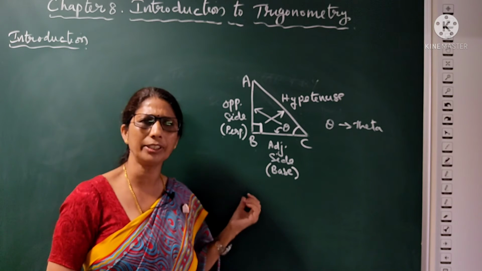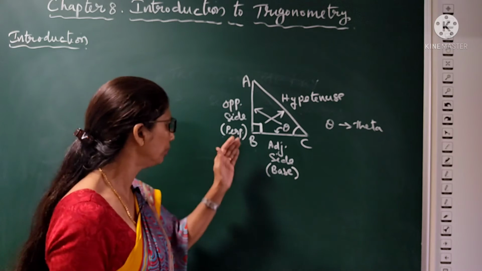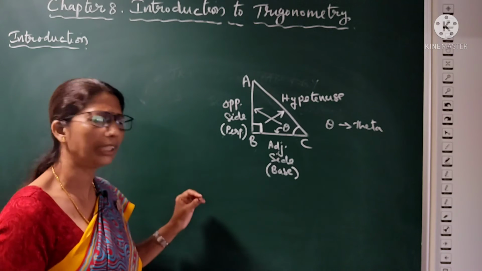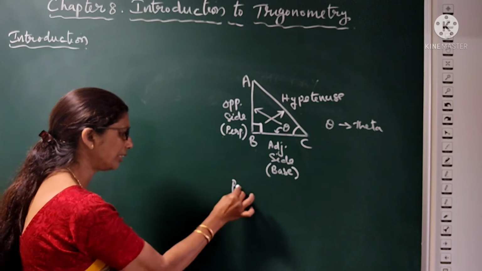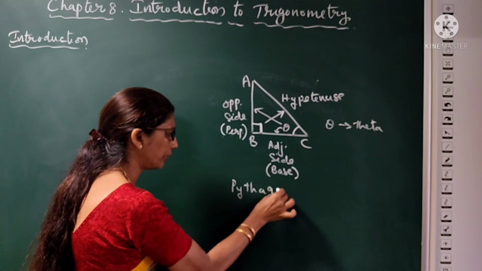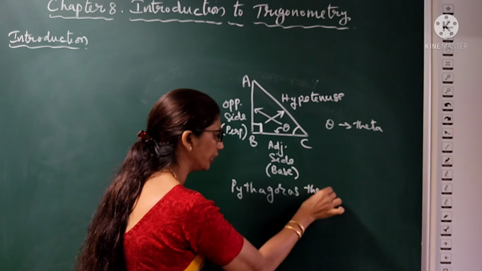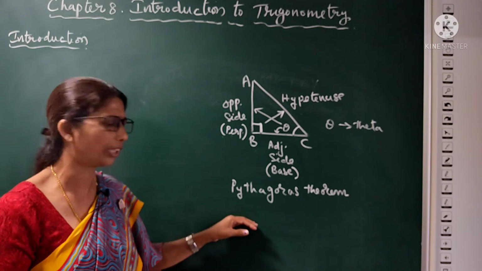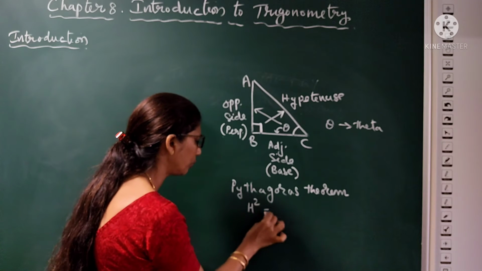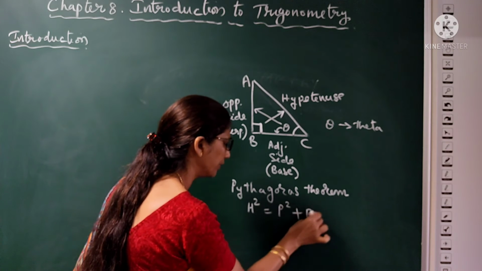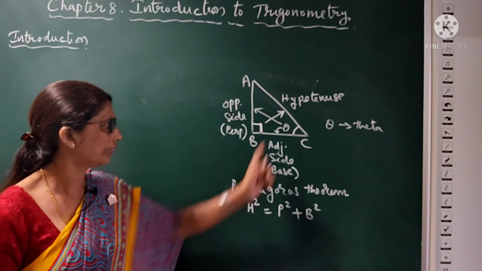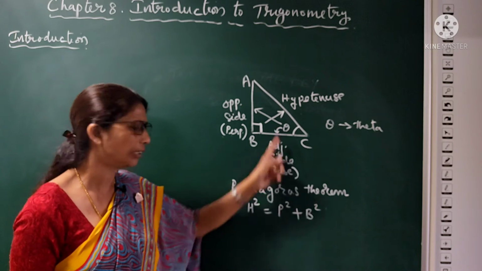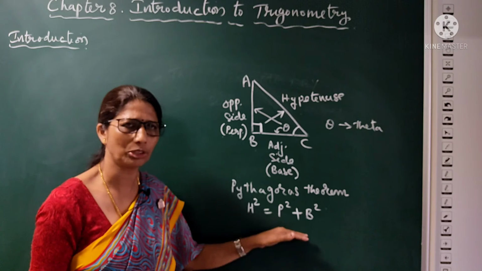Next we come to the next topic, trigonometric ratios. Before finding the trigonometric ratios, we need the Pythagoras theorem, which you already learned in smaller classes. That is h square equals p square plus b square. H means hypotenuse, p means perpendicular, so perpendicular square, and b means base square. These are the things of the Pythagoras theorem.